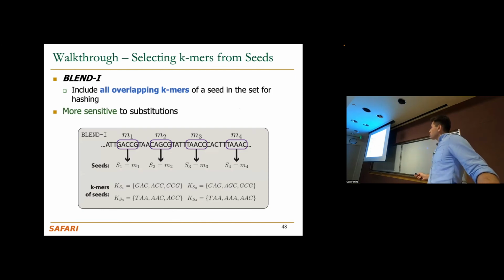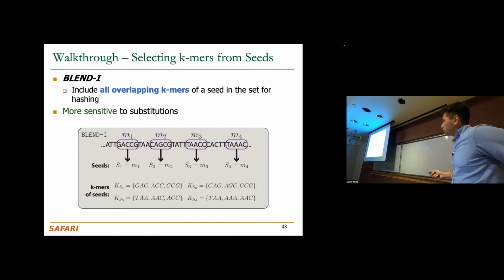The first approach is called BLEND-I, meaning immediate include. We suggest that we should include all overlapping k-mers of a seed in the set for hashing. This is one approach, and we observe that this is mainly a better approach when you have a lot of substitutions within your read, for example, when you're using PacBio or ONT reads with high error rate. So this is a more preferable approach for these types of reads.